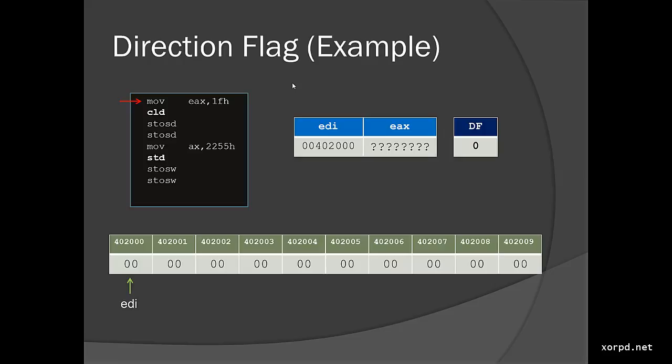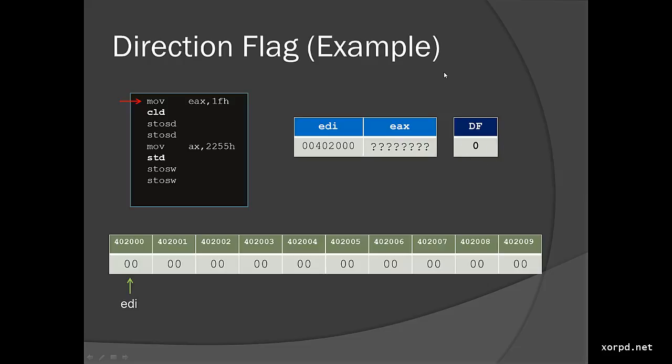So let's follow the code and see what happens. I assume here that EDI is set to some location in memory. EDI was set previously to this number somehow. We don't care how at this point. This is a picture of the memory, and we can see that EDI points to the first cell, which is in address 402000, which is a typical address. We also can see that the direction flag is currently 0.